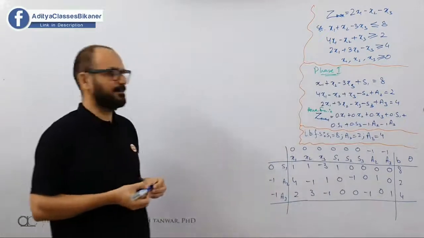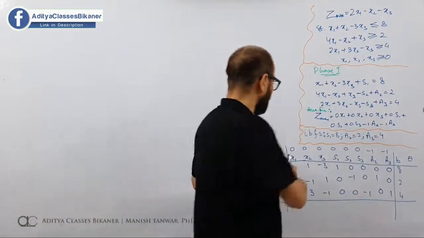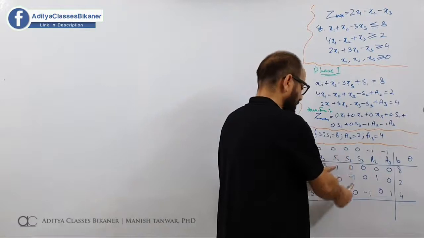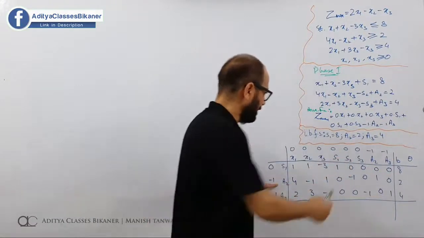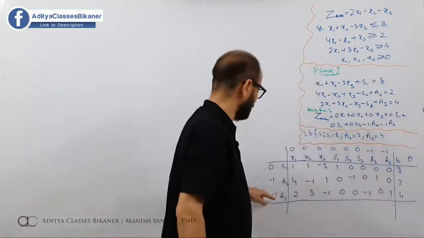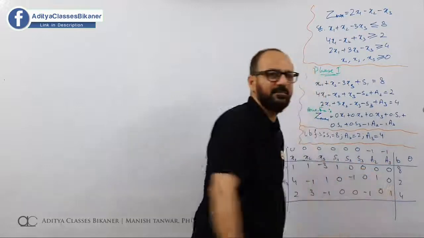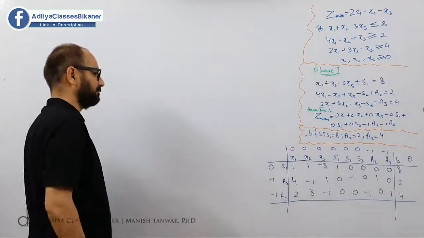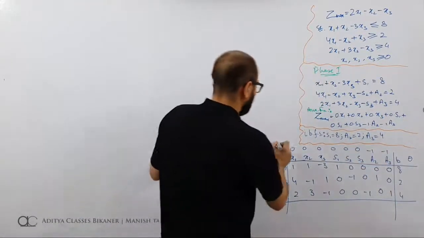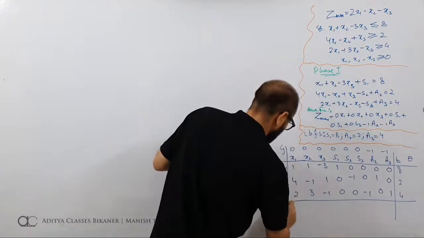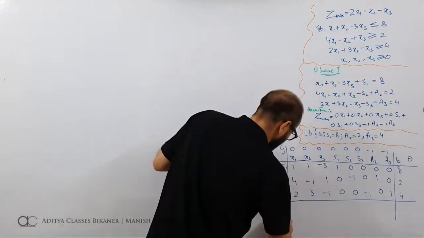We can check our identity matrix. S1, S1 is 1, remaining column is 0. A2, A2 is 1, remaining column is 0. A3, A3 is 1, remaining column is 0. These were the contributions. Can we have ZJ and then further?